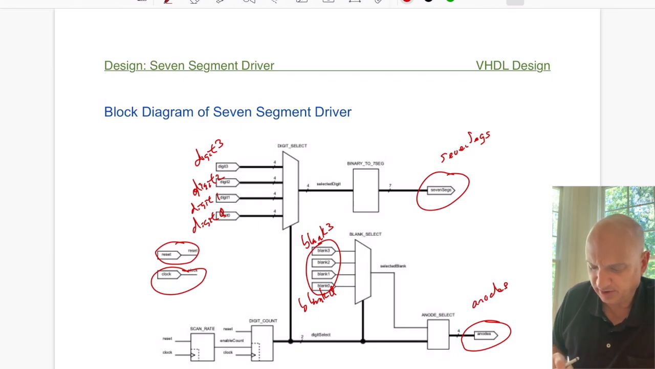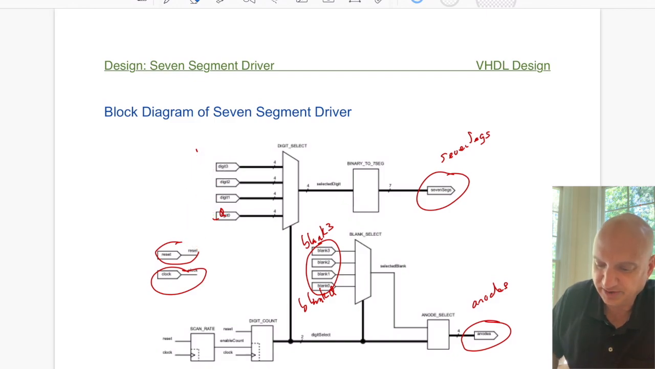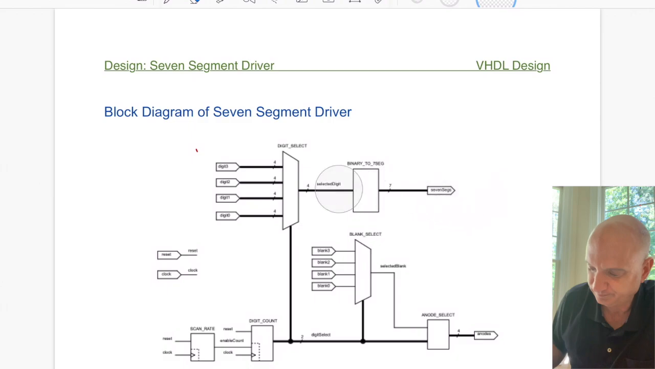So I want to point out a couple of things in here that are really important for the design. So let's erase what we have here, so we can start over and look at the different individual components.